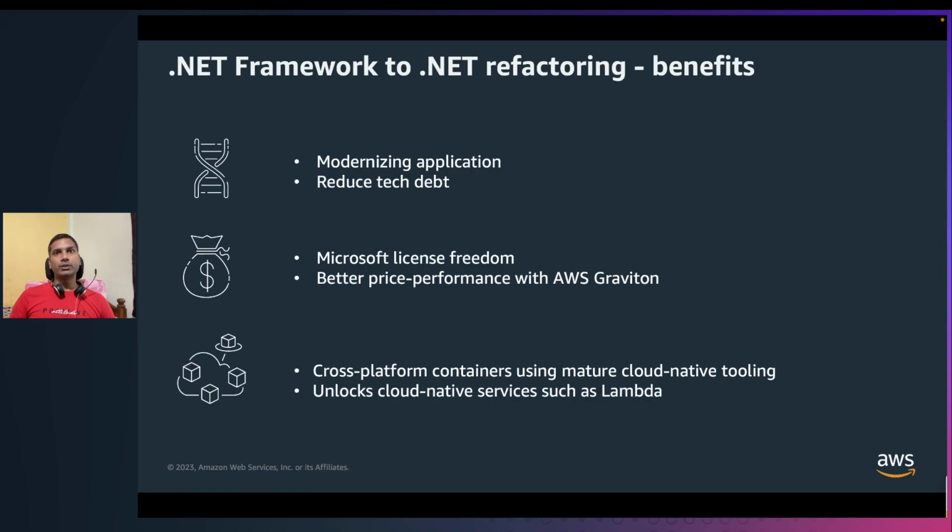You can containerize your application and use mature container orchestrators like Elastic Container Service (ECS) or Elastic Kubernetes Service (EKS) and more to deploy and manage your application at scale. It also unlocks the world of serverless for you, where you can deploy your applications to AWS Lambda and forget about server management.